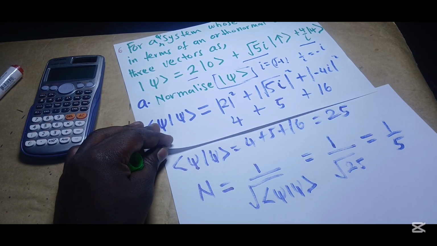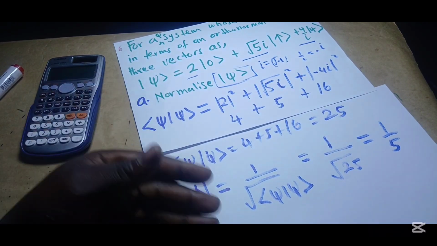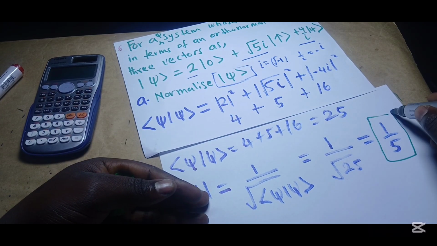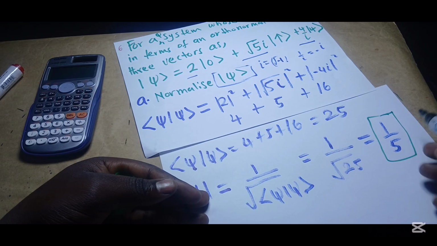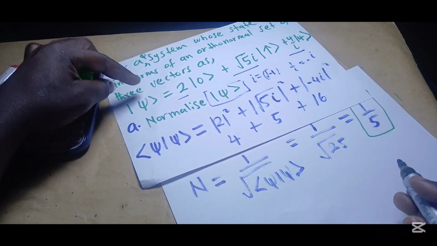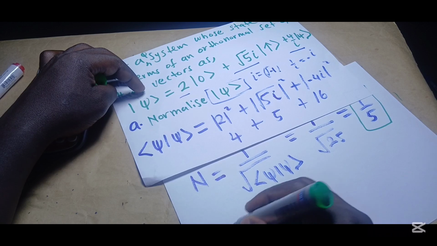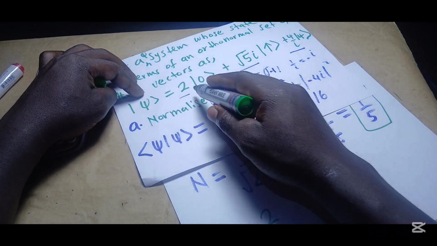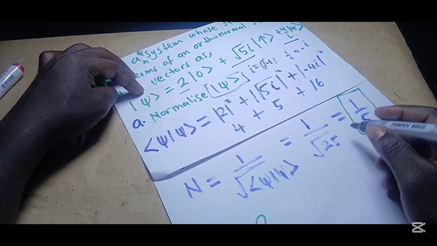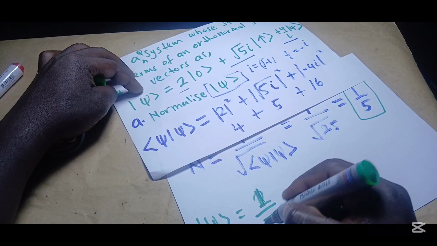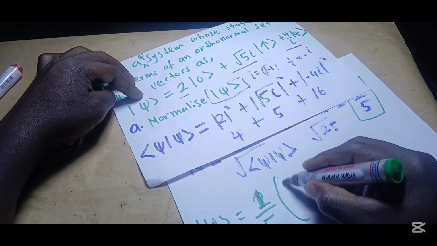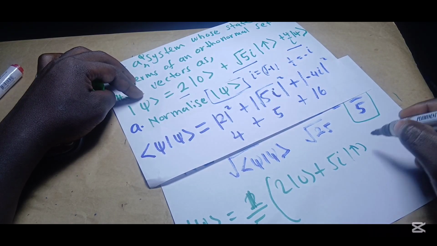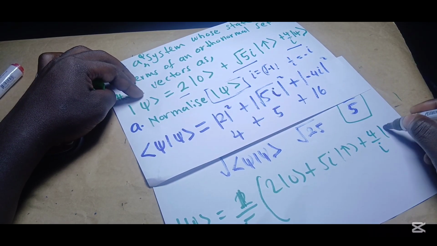Right? Now that is the second step. The first step, we calculate our norm. The second step, we calculate the normalization constant. And the last step is to multiply the normalization constant throughout the state that was given to us. We were given psi equal to, yeah, this is the term. So we are multiplying the normalization constant throughout. Let me bring it here, 1 over 5, multiplying everything: 2 ket 0 plus square root of 5i spin up plus 4 on i ket 4.